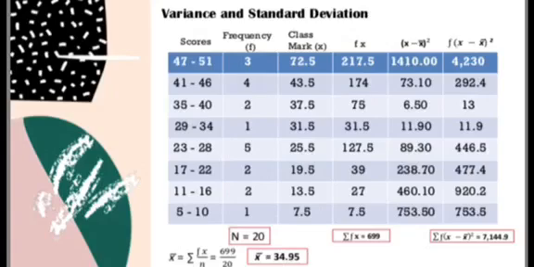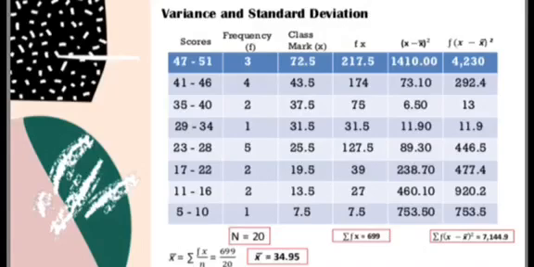Gagamitin natin yung mean value na nakuha natin sa next column natin or yung pagtapos ng fx. So, ibig sabihin nito yung x natin, which is yung column ng class mark, minus the mean value, yung 34.95. Then, yung sagot nila i-squared natin. So, example, 72.5 minus 34.95, then yung sagot i-squared natin siya. So, the answer is 1,410.